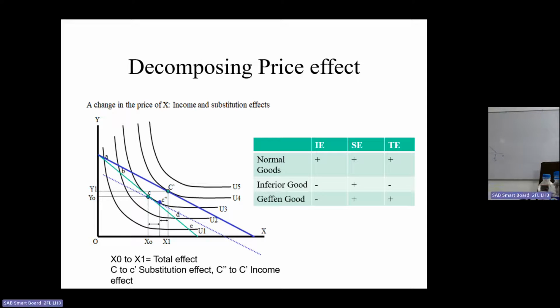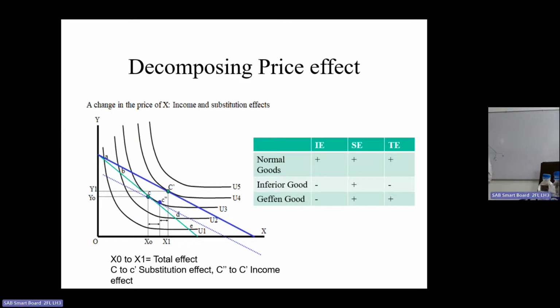Okay. And for the inferior good, what happens? The income effect: when the income increases, demand for the inferior good decreases, so it is negative. But the substitution effect can also be positive. But the total effect is negative. Why? Because in the case of an inferior good, the income effect is more powerful than the substitution effect, right?